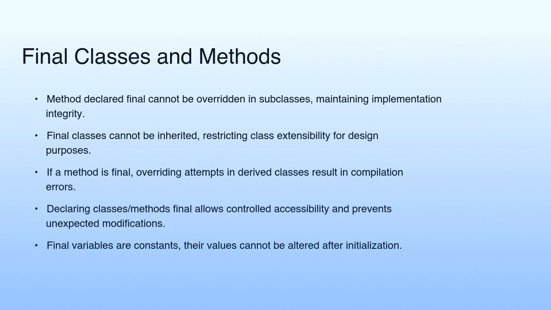A method declared final cannot be overridden in subclasses, maintaining the implementation's integrity. Final classes cannot be inherited, restricting class extensibility for design purposes. If a method is final, any attempt to override it in derived classes will result in a compilation error. Declaring classes or methods as final allows controlled accessibility and prevents unexpected modifications. Final variables are constants, and their values cannot be altered after initialization.